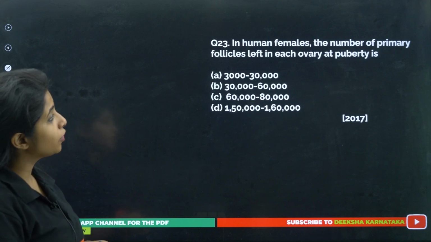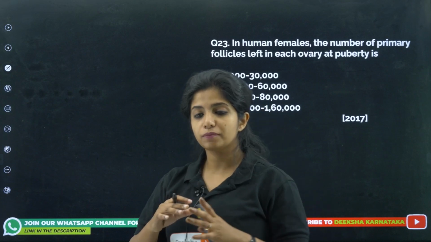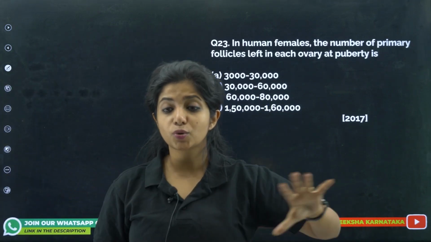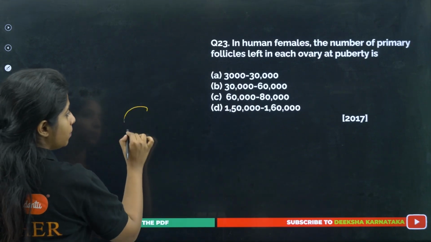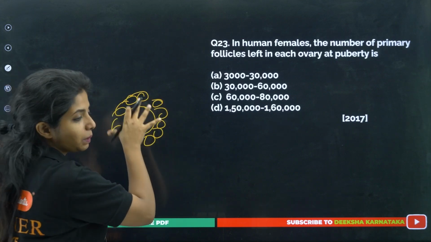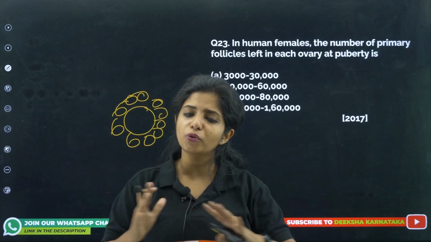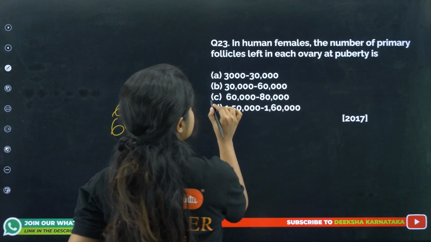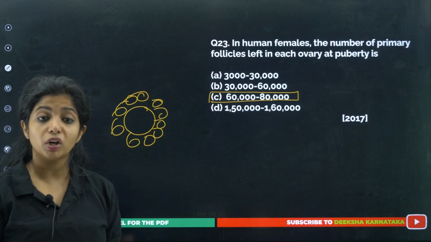So, in human females, the number of primary follicles left in each ovary at puberty is... What happens is that it starts with millions of cells, they undergo division and things like that. So many cells die off. Basically, the primary oocyte which you just formed is surrounded by certain cells known as granulosa cells, and together you call this a primary follicle. You have so many primary follicles initially, but when you reach puberty, many of them have died. So in each ovary, starting from millions, you would be just having 60,000 to 80,000 primary follicles.